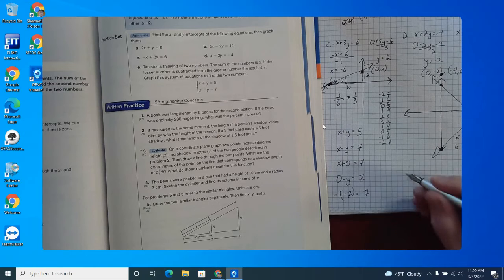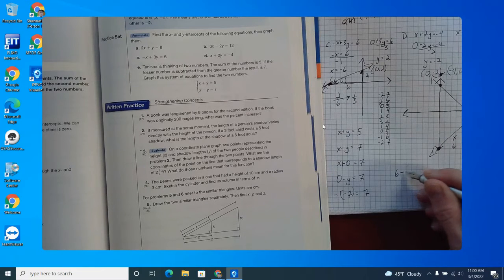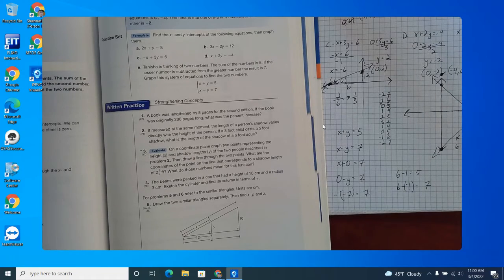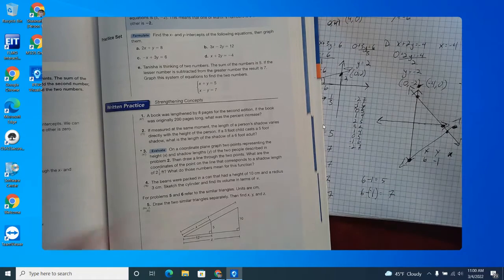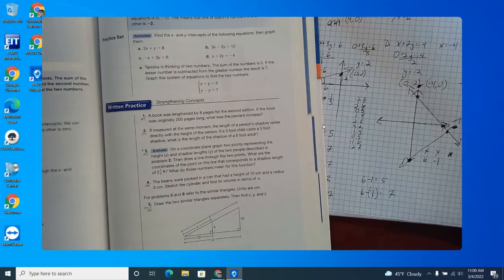And I can test this, right? So if I do 6 plus negative 1, I get 5. If I do 6 minus negative 1, I get 7. Okay, so it works. So that's a difficult sort of thing.